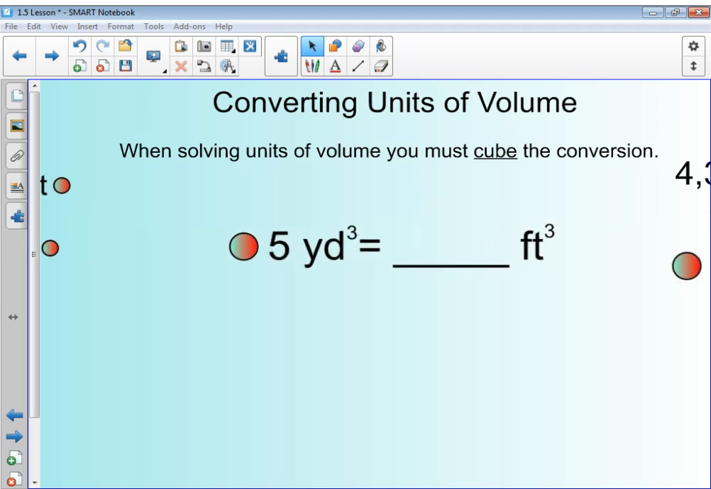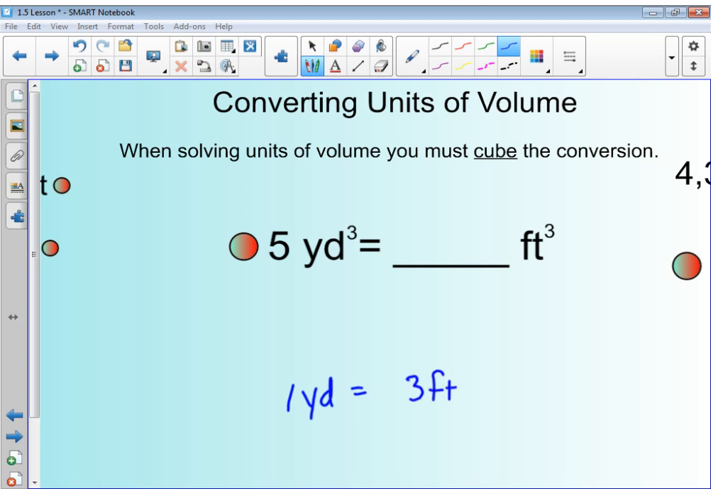Okay, so we have 5 yards cubed converted into feet cubed. So let's see our conversion. 1 yard equals 3 feet. Here's my visual cue. I'm working cubed, so I'm going to cube my conversion. Then I'm going to set it up like I have on all of my other conversions and proportions. So 1 cubed, my yards is going to go here. 1 times 1 times 1 is still 1 yard. And my 3 feet, 3 times 3 is 9 times 3 is 27 feet.